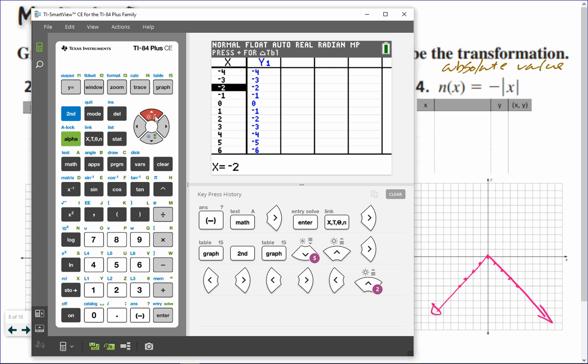Okay, this will be my left side. That'll be my right side. Is everybody clear? Okay.